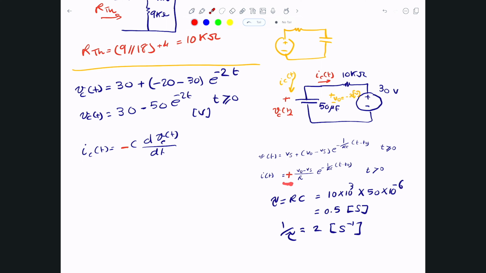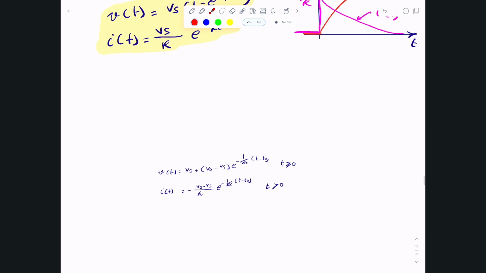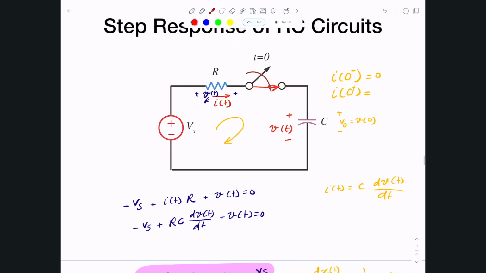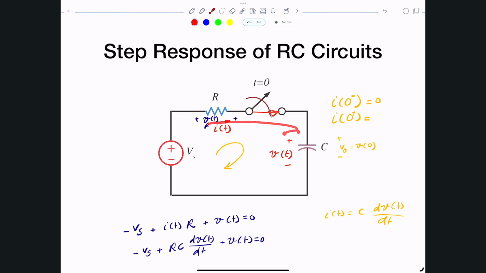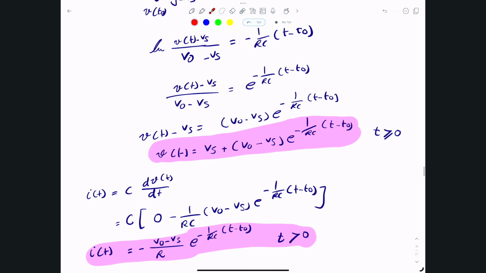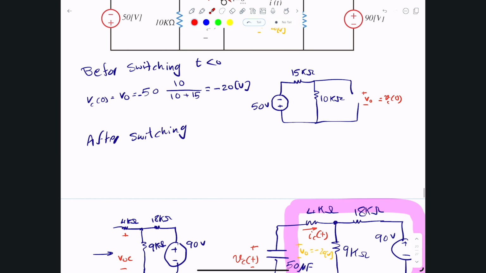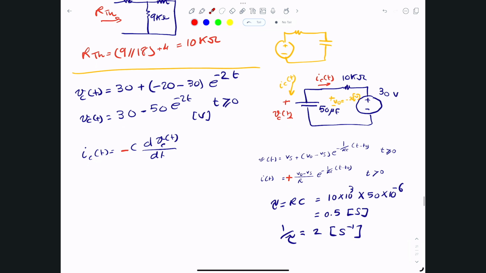Again, the reason why we do that is because IC of t, the one that we computed this equation based on, we assumed that in terms of passive sign convention, the I is actually going to the positive side first. That's what we have, and you can go back to that video and you'll see this is how we computed that. You'll see that IC of t was going to the positive side. That's what we did.